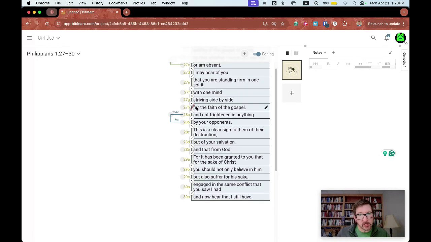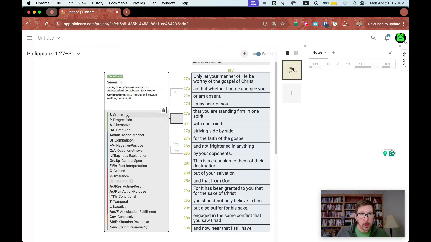Okay, so now the question is, how does for the faith of the gospel and not frightened in anything, that you're standing firm? Okay, so the idea is standing firm in these four propositions, right? You're standing firm with one mind, striving side by side. This right here is going to be a series because it's a unity issue, that they're in one spirit, one mind, and we're thinking of Ephesians. Is it chapter 4, I believe, where he's talking about one spirit, one baptism, one faith, just this unified church and the unity of what we're doing here.